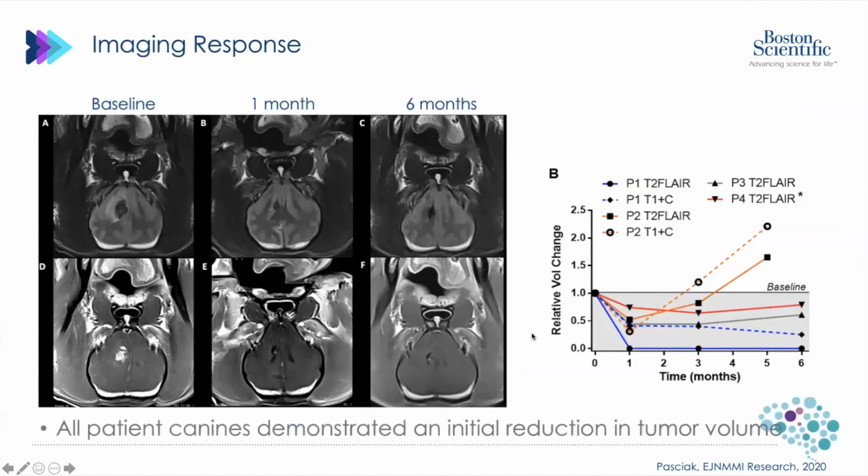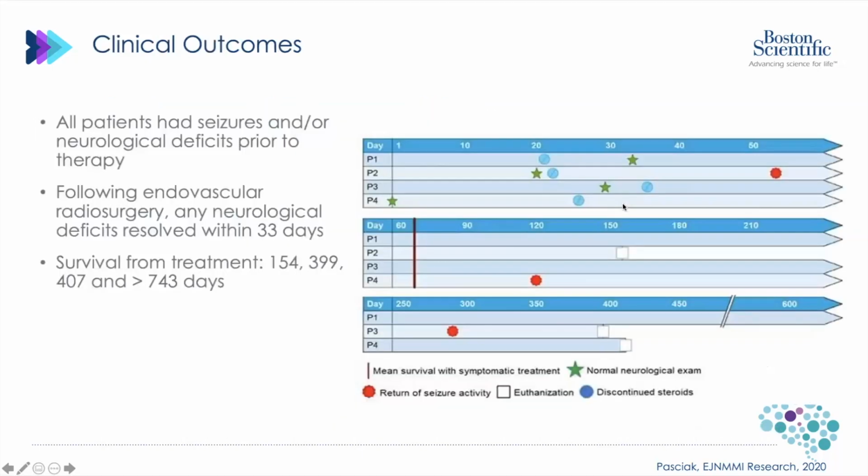And how cool is this? I mean, all of the animals had an initial reduction in the tumor volume. So you can see above, there's a baseline A and D actually, and then at 1 month and 6 months. So yttrium-90 had a very good local effect on reduction in tumor volume. You can see here all of the animals. Well, these are 4 animals: patient 1, 2, 3, and 4.